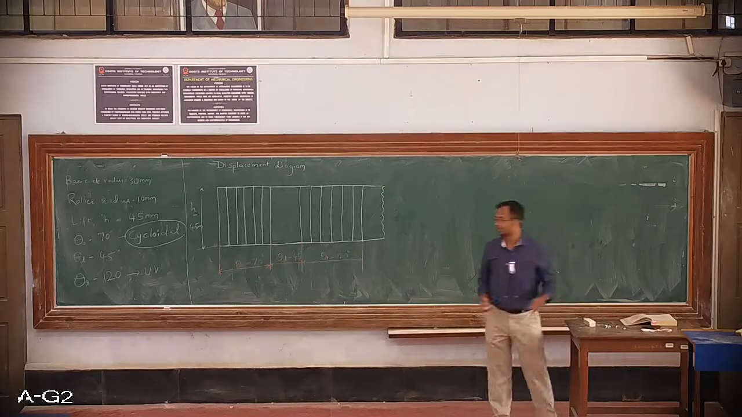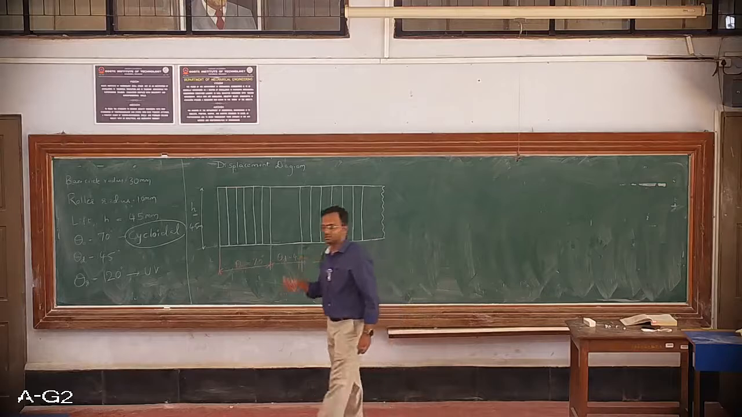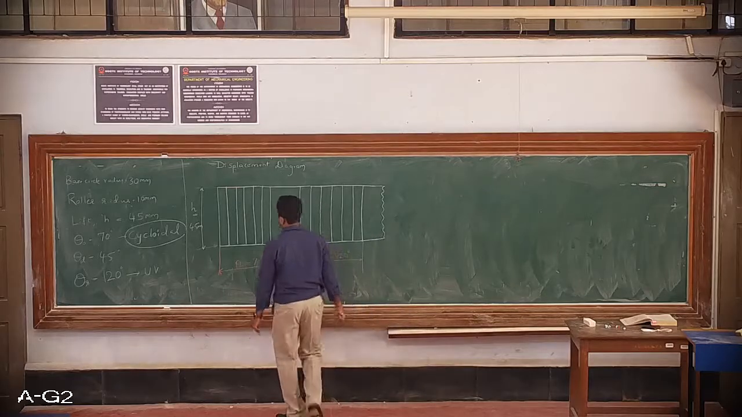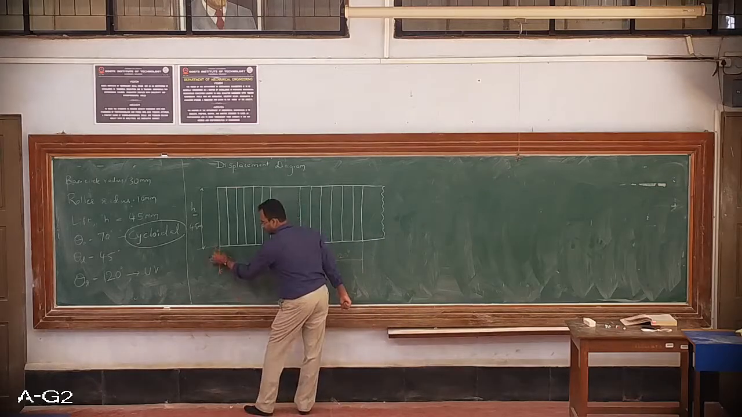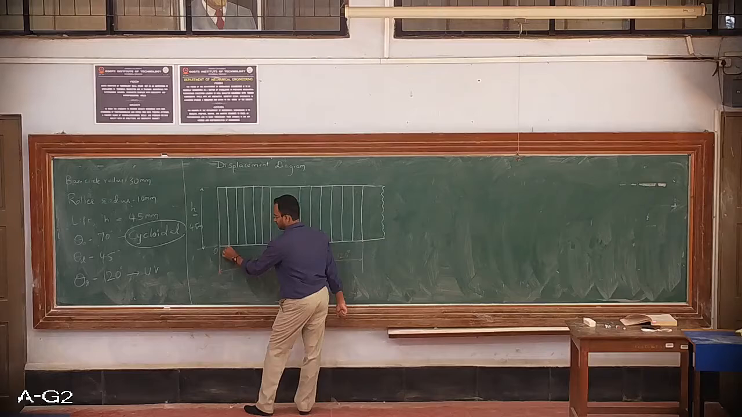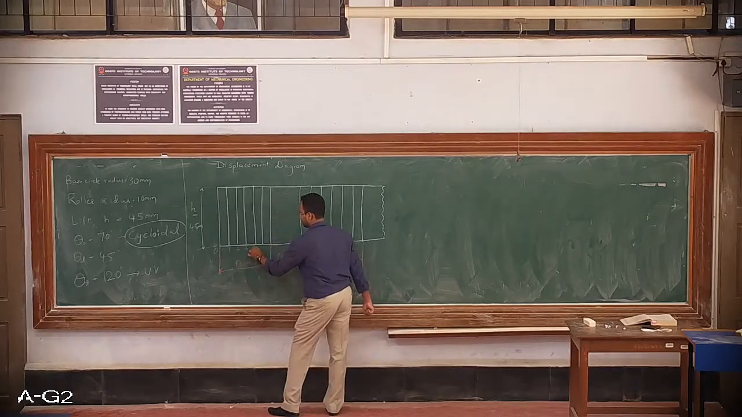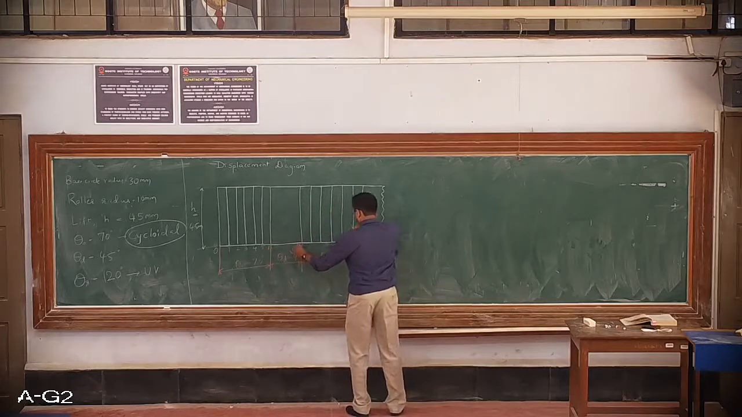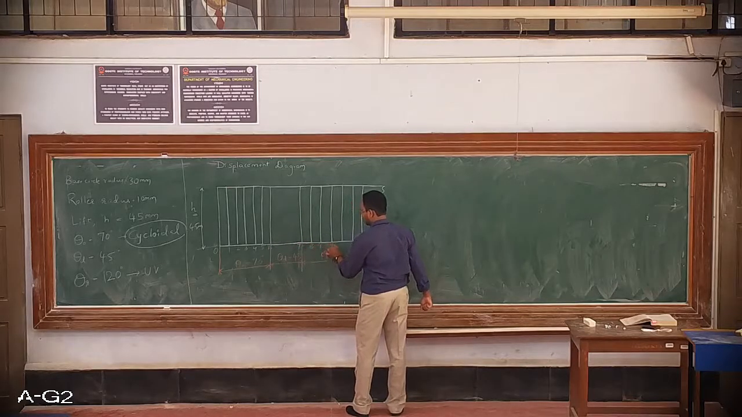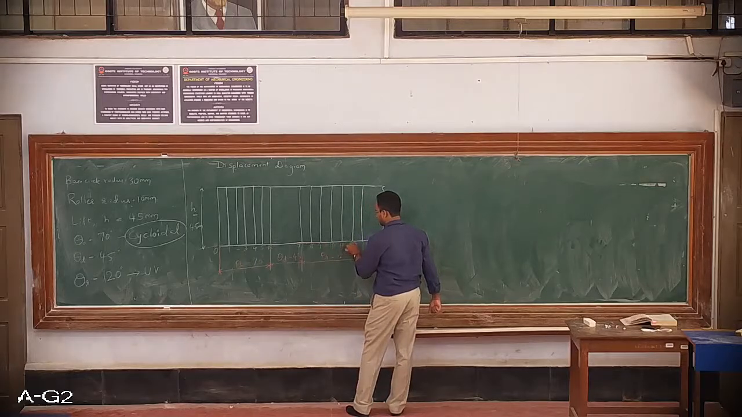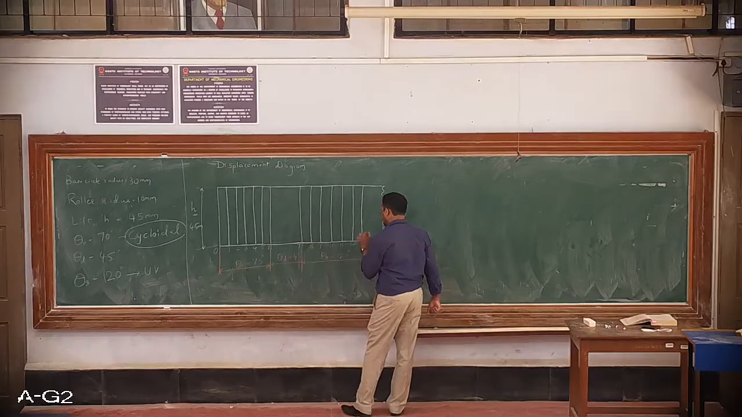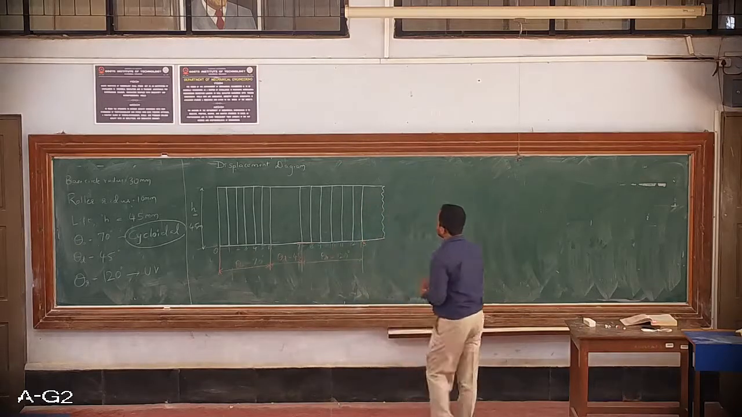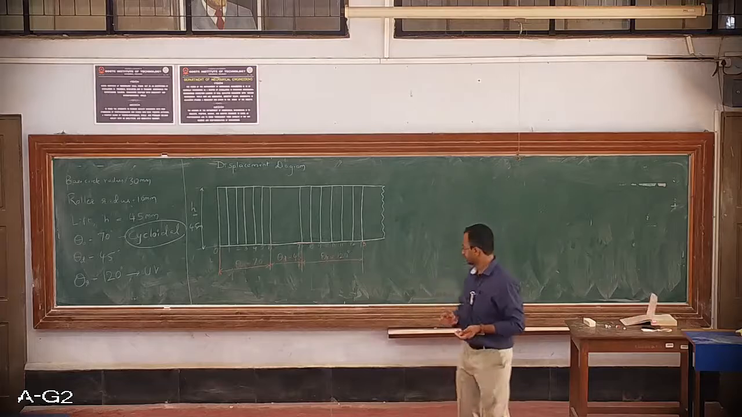Next step is, once you make the divisions, you are supposed to do the numbering. So I will start with 0 here, followed by 1, 2, 3, 4, 5 and 6. This is 7, 8, 9, 10, 11, 12 and 13. I have done with the numbering also.